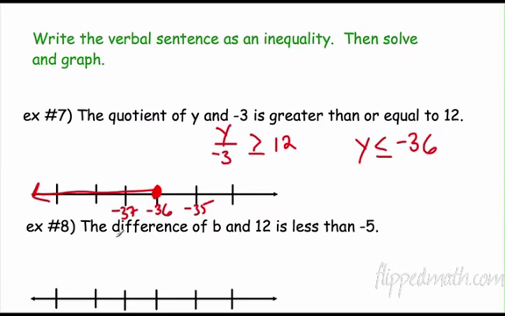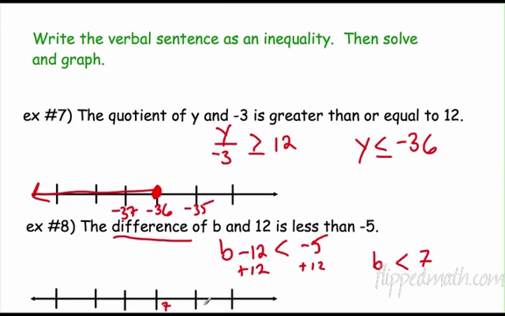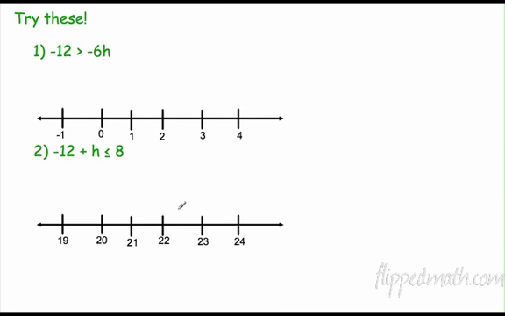All right, down here, difference. Difference means subtraction. So b minus 12 is less than -5. So I add 12. So b is less than 7. So 7, 8, 6. Open dot. I want all the numbers less than. Goes that way. All right? All right. Pause the video and you try these two, and then we'll see if you got them right.